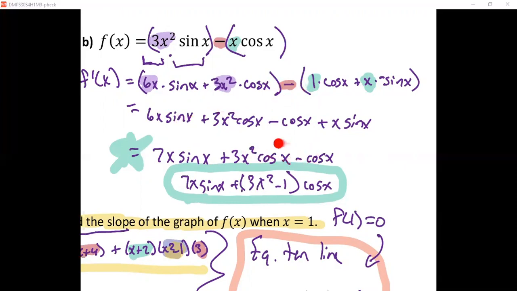And then it looks like we can combine the 6x sine x and the x sine x together into 7x sine x. Oftentimes you might see a textbook that'll factor out the cosine from these two terms. I'm okay if you do that. I'm okay if you leave it this way, because in the end, there's nothing common to all three terms. So I would say leave it. But that choice is up to you.